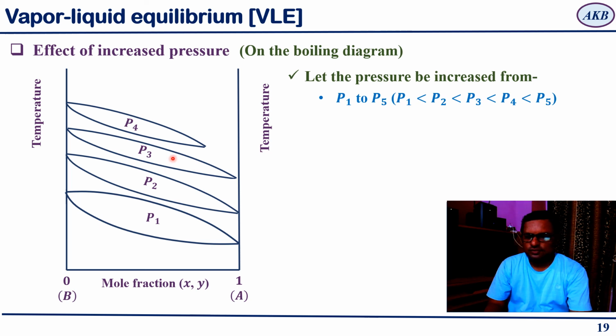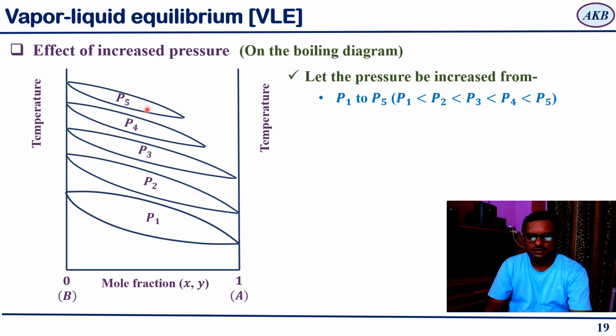Let us say that P3 is the critical pressure of A. Above P3, you can see the loop curve is no longer existing. You cannot call this a loop curve because it has separated from the temperature axis. So the loop curve is no longer existing. If you increase pressure beyond that, the loop curve becomes narrower, and there will be no loop curve as such.